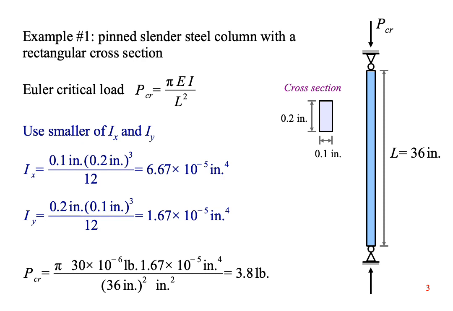If this column were loaded in tension instead of compression, then the tensile load it can carry would be equal to yield strength times cross-sectional area. Let's say the yield strength is 40 ksi. Multiply 40 ksi times 0.1 inches times 0.2 inches, and it can support a tensile load of 800 pounds. This is more than 200 times greater than the buckling load.